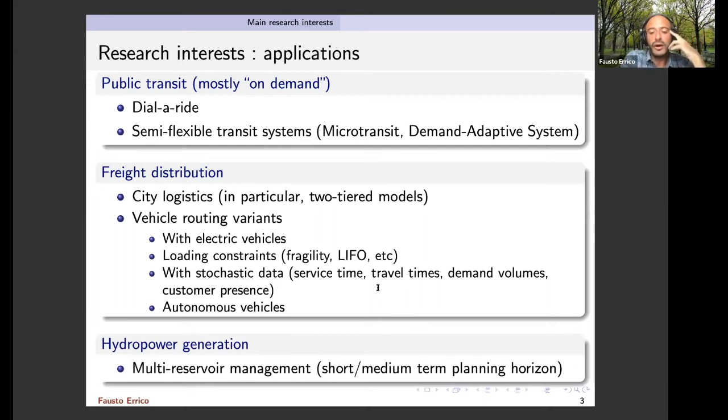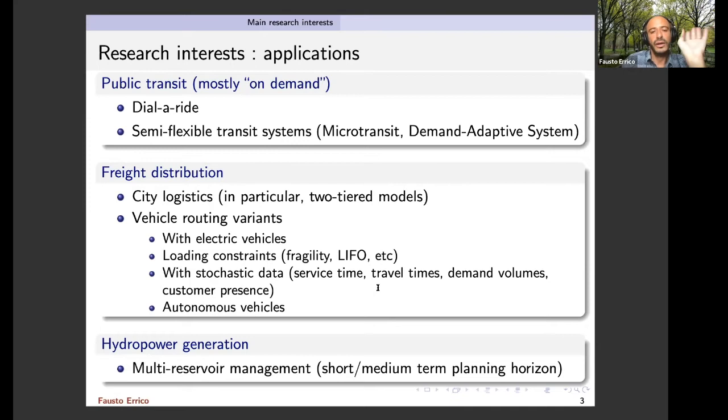We're working on planning the energy production for the short and medium term for a network of reservoirs. The issue here is that the water that arrives in the reservoir is stochastic, and you have some constraints, such as biological constraints or the capacity of the reservoir, etc. So this gives a bit of a portrait of the major application which I worked on.